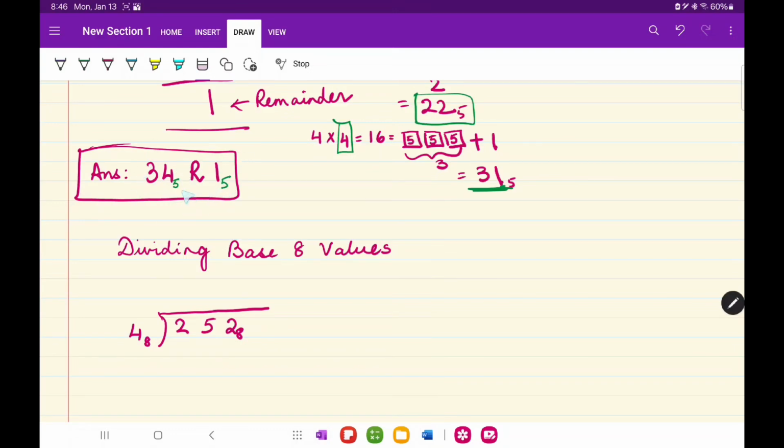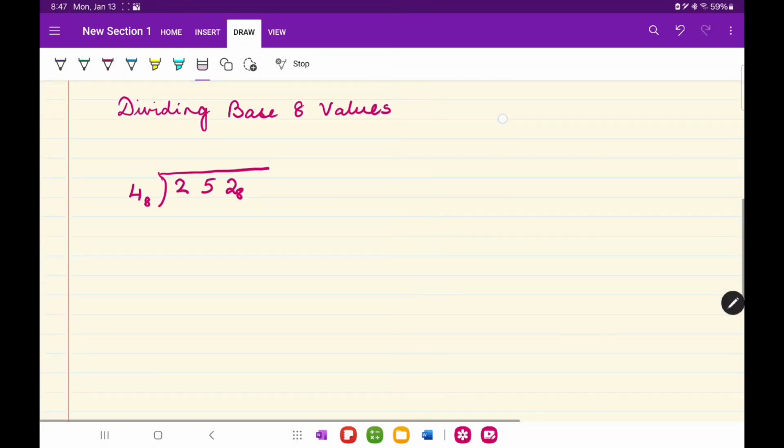All right. So 34 is really a base 5 value. It's not a decimal value. We had performed the entire division in base 5. So it's important to write the final answer with the subscripts of the base values. All right. So now let's go back to performing the division of the next example.